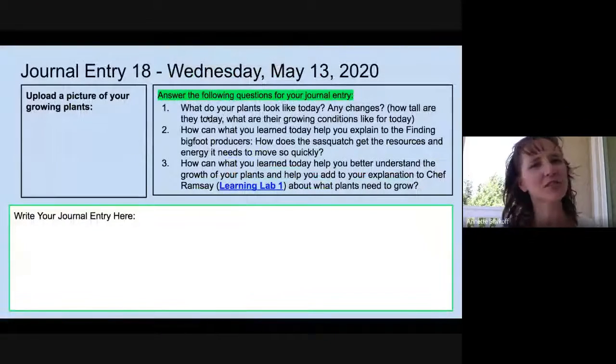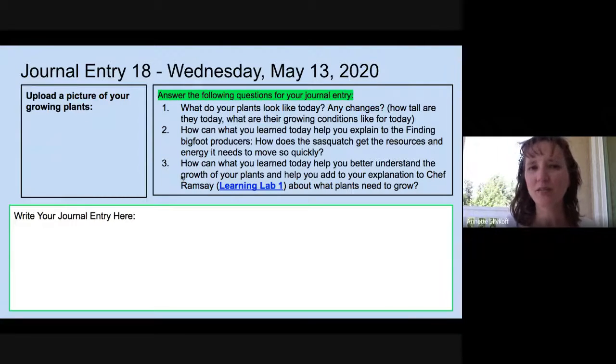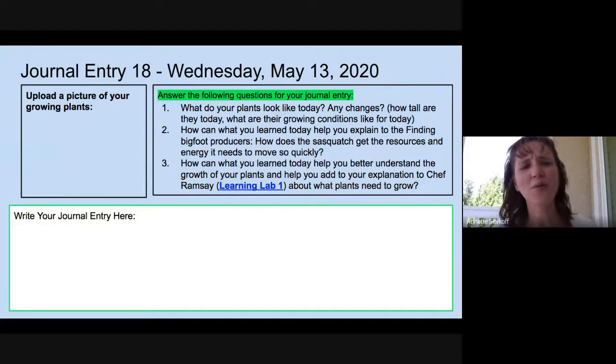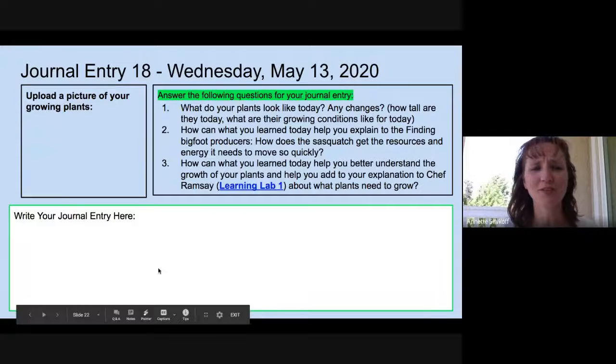Of course, you're still observing those plants. What do they look like today? Any changes? How tall are they? What are the growing conditions like? And how can what you've learned today help you to explain to Finding Bigfoot producers how that Sasquatch gets the resources and energy it needs to move so quickly? And of course, we're also going to apply this over to Chef Ramsay's problem about what do plants need to grow. Write your journal entry there.